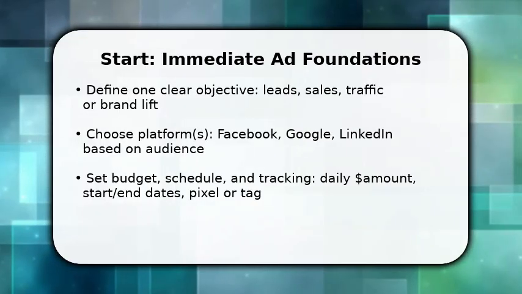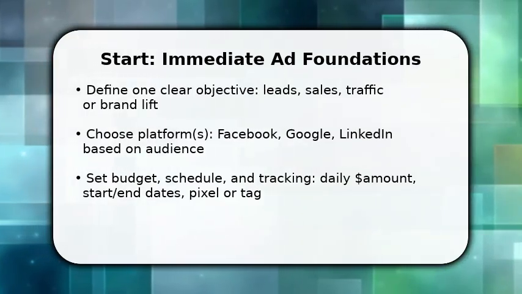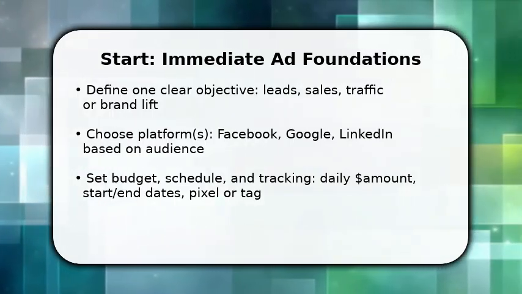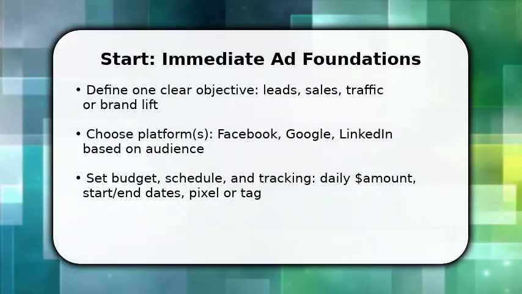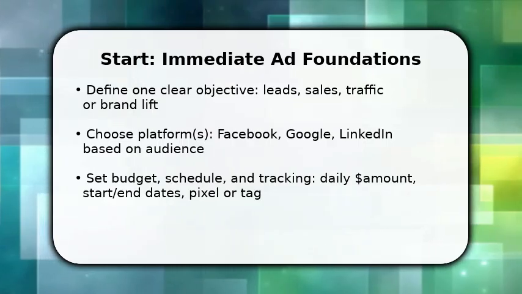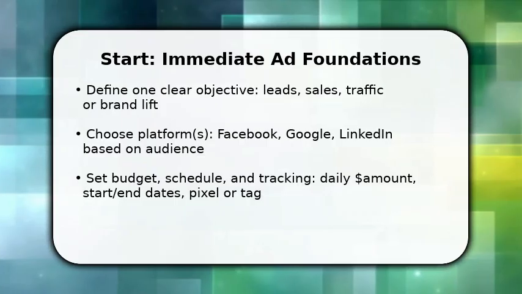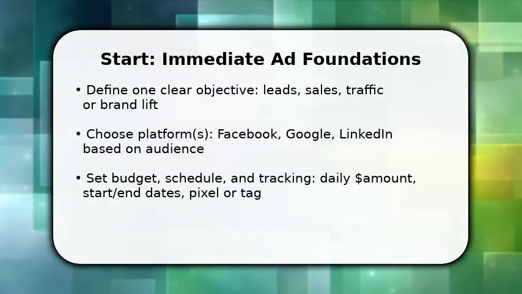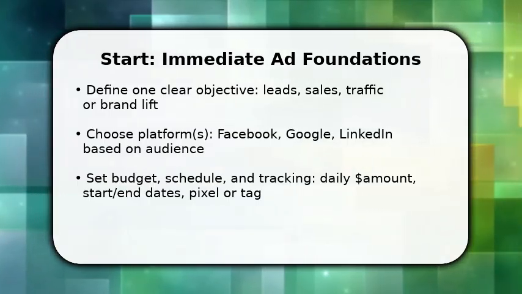You begin by locking down essentials that let you launch today. First, pick one measurable objective, leads, sales, or traffic, so every decision aligns. Once chosen, select the platform where your audience actually spends time and set a realistic budget and schedule. Make sure the pixel or tracking tag is installed and firing. Finally, create a basic campaign structure with 1-3 ad sets, each targeting distinct segments. This gets you from idea to live tests fast.